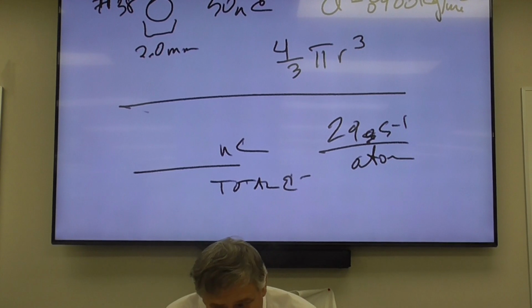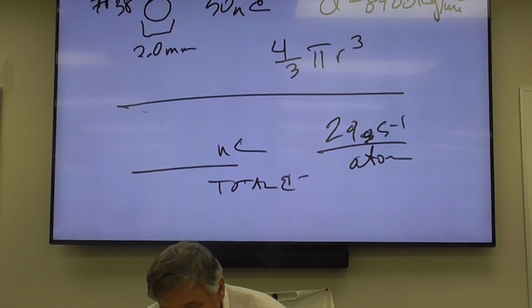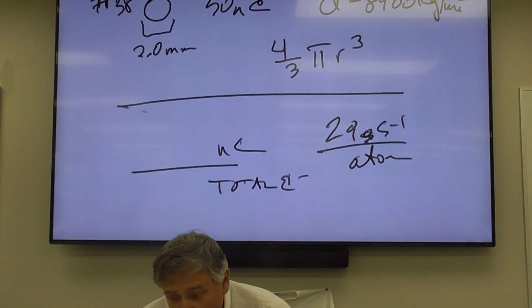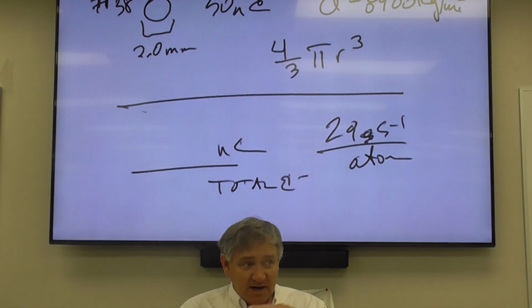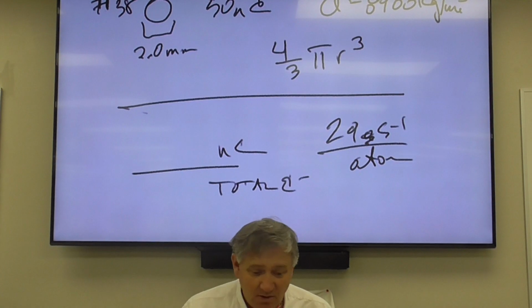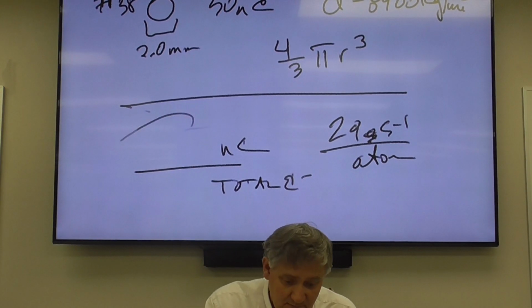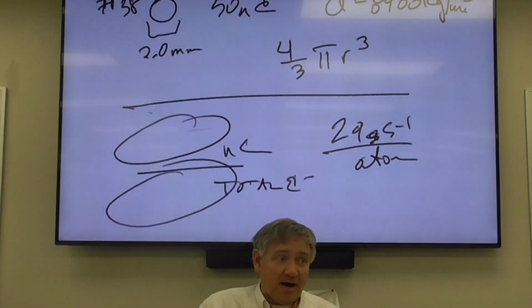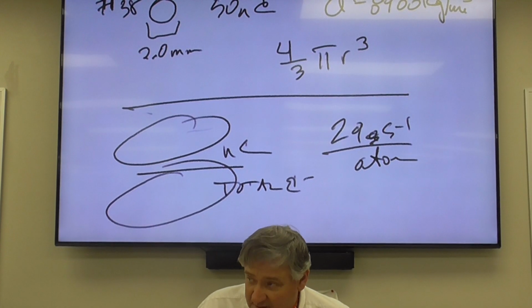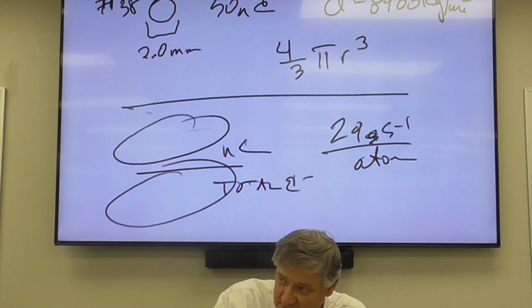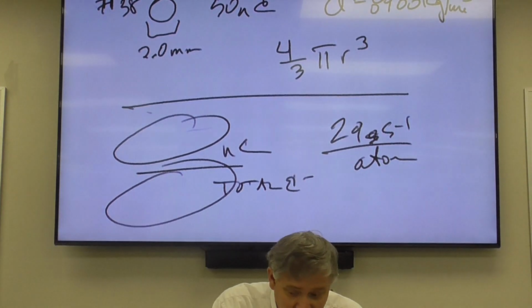Now, a couple of things about what this asks for. It says, what fraction? So this is not a percentage, okay? So do not get this number and then multiply that by 100. It doesn't ask for what percentage of electrons. It just asks for what fraction.